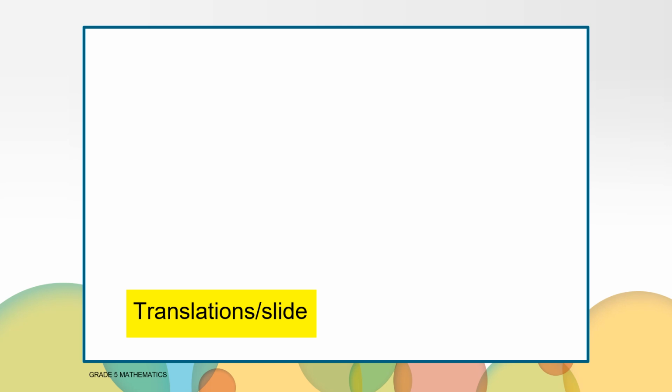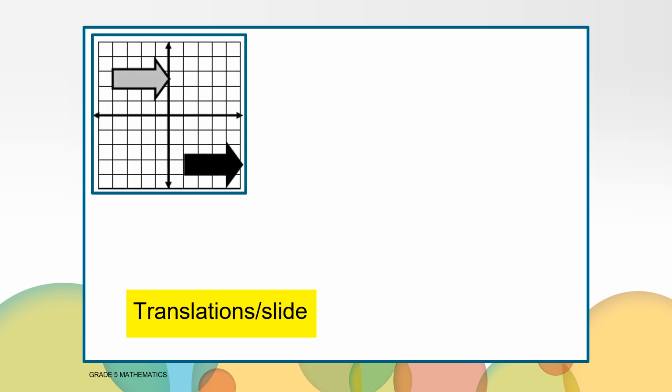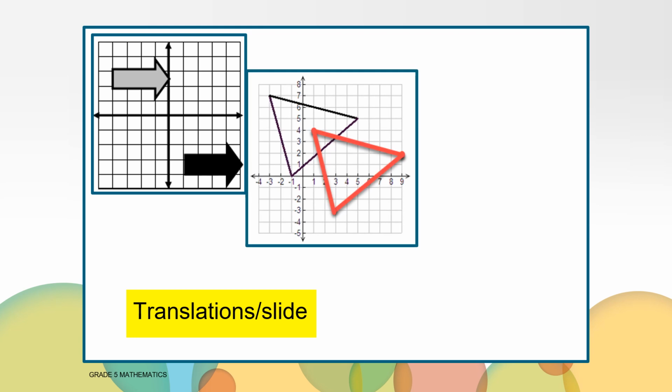So let's reflect. One type of transformation in geometry is called a translation. Translations are when you slide an image. Each point needs to be moved in the same direction, left or right, and up or down.